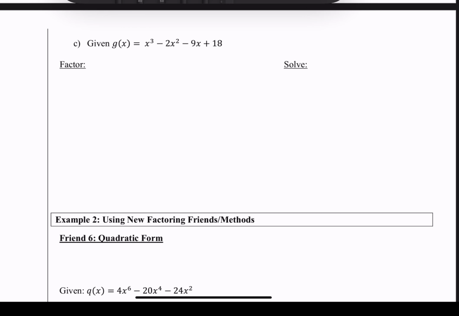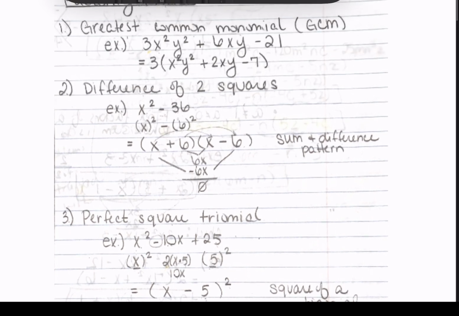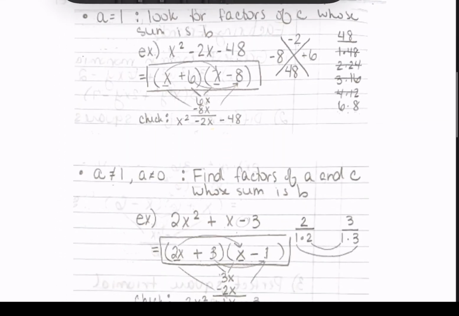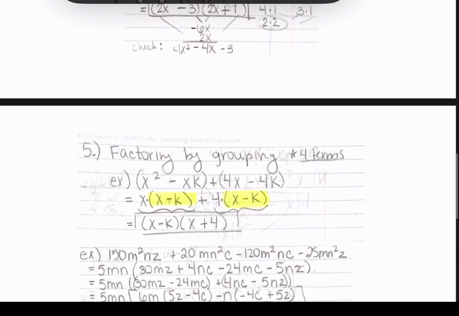I am given a polynomial function g of x. It does not appear that every single term in this polynomial has a greatest common monomial. It also does not appear like this is something that I can just use guess and check on. So let's go back to our factoring friends. Back up here I had something with 2 terms, which was a difference of 2 squares. I can factor it into sum and difference. That's not it. Perfect square trinomial was 3 terms, of which the first term and the last term are perfect squares. That's not it. Guess and check, we've already determined it's not a trinomial.